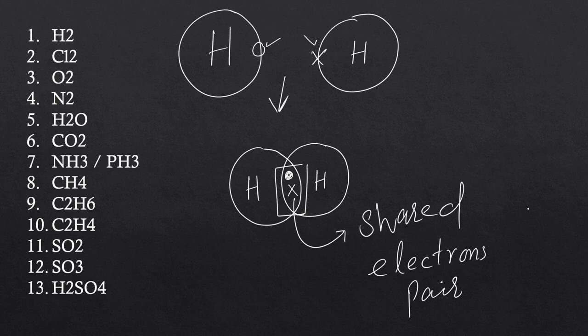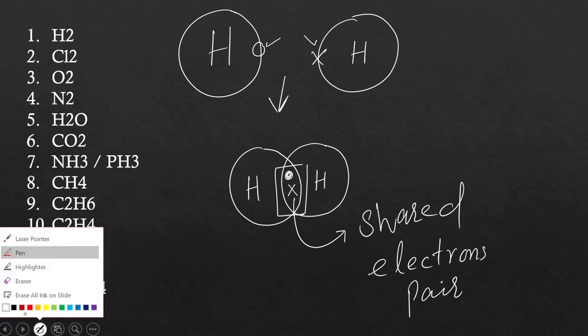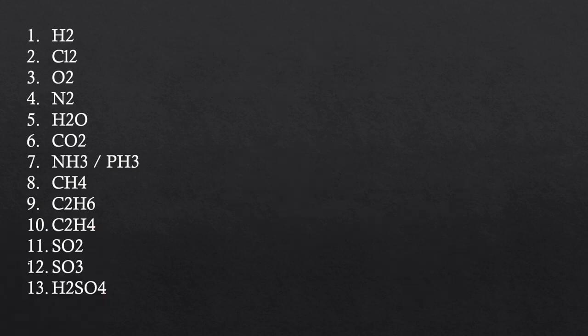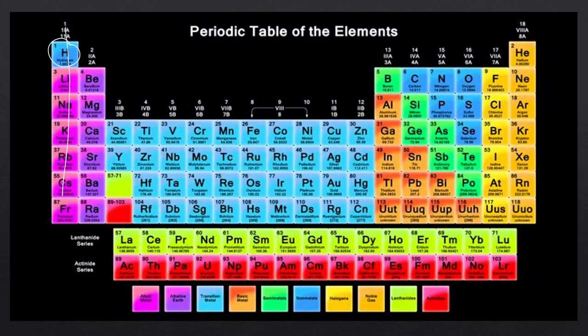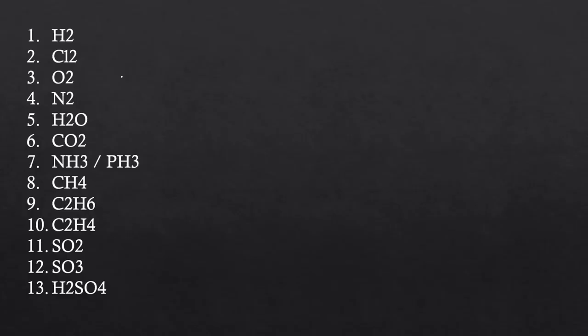So here you can see how a hydrogen molecule is formed. In nature, we know hydrogen gas exists as an H2 molecule, and the atoms are sharing their electrons. The next example is chlorine. Chlorine is from group 7. Remember, group 7 means there are 7 electrons.